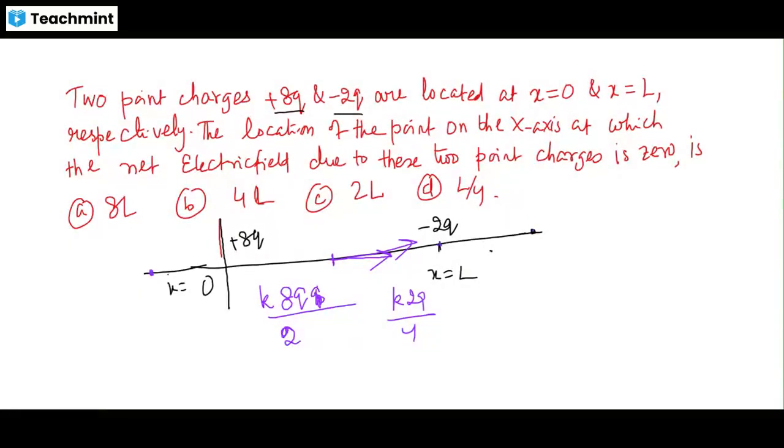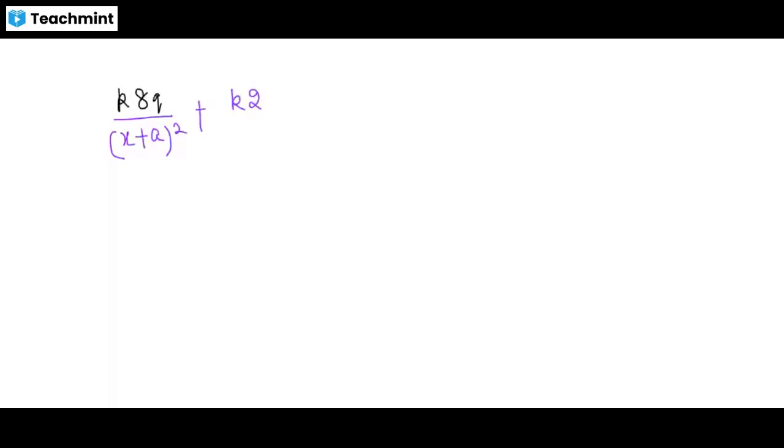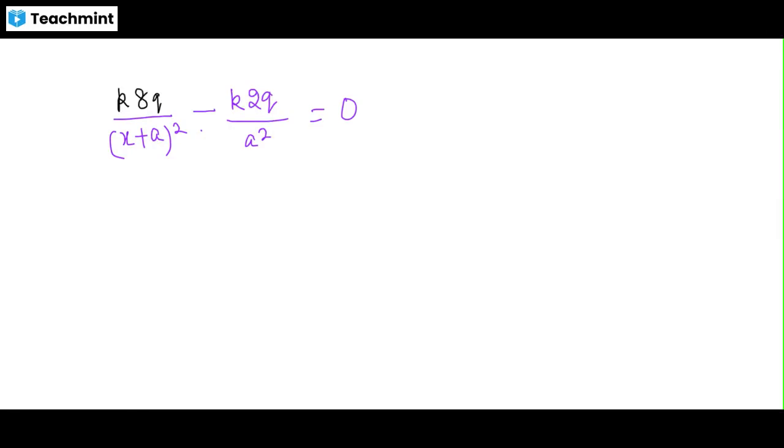So let us move forward. For the test charge, the field is k8q by (x plus a) whole square, making the distance x plus a, minus k2q by a square. And it is minus. Why? The direction is opposite, right? So let us make it opposite, meaning negative. So the net field is equal to 0.